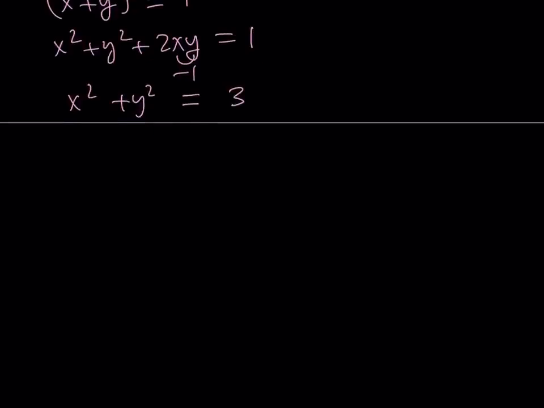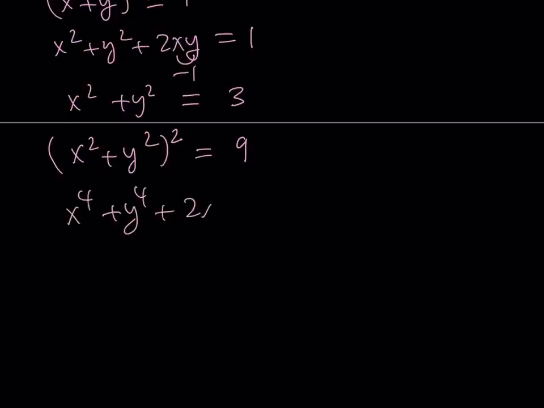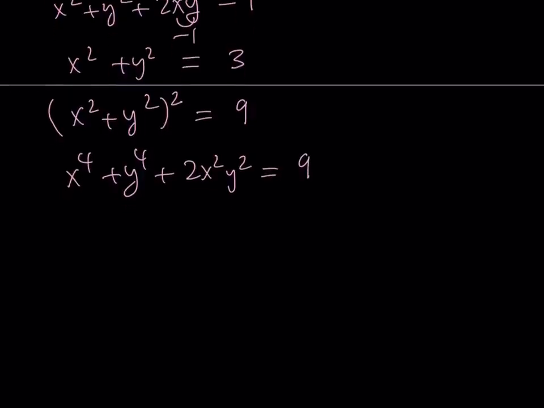Great. So now, I'll take x squared plus y squared and square it. That's going to equal 9, because 3 squared equals 9. If you square x squared plus y squared, you get x to the 4th power plus y to the 4th power plus 2x squared y squared. And on the right-hand side, you should have 9. Now we know that xy is equal to negative 1, remember? So x squared y squared is just negative 1 squared, which is positive 1. Multiply that by 2, that's going to give you a 2.